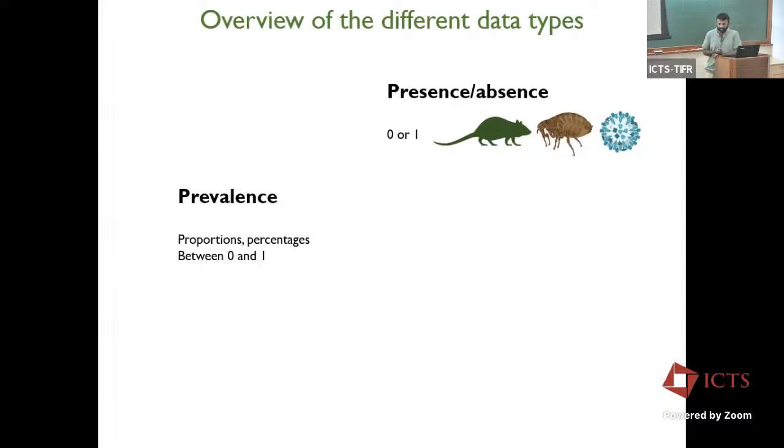Next is prevalence. So have you directly collected prevalence data, any of you? Yeah. How is it different from the presence absence data? It's a gradient like 0 to 1. So like in percentage or 0 to 1. But presence and absence is like two values, 0 or 1. So how do you get prevalence from presence absence?